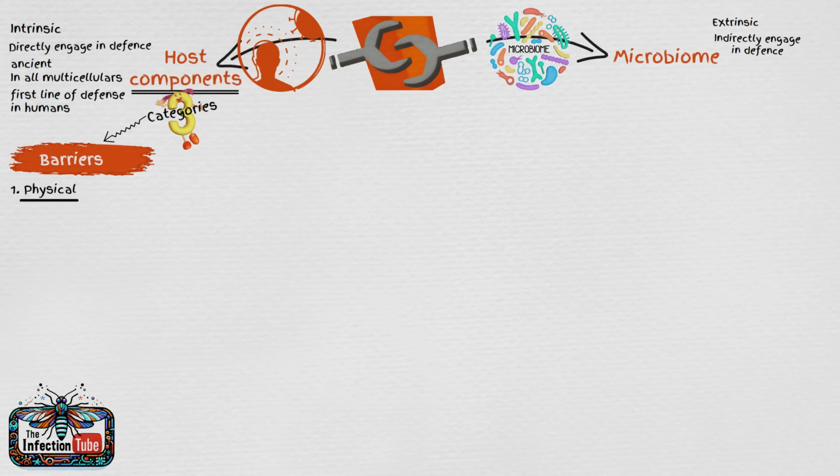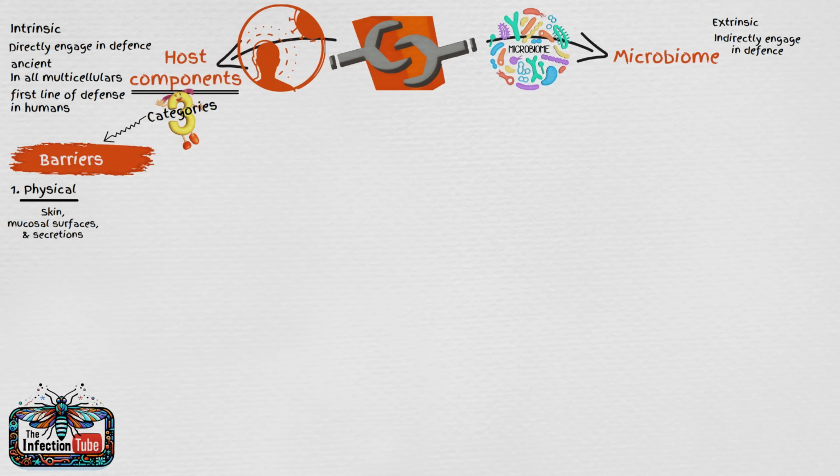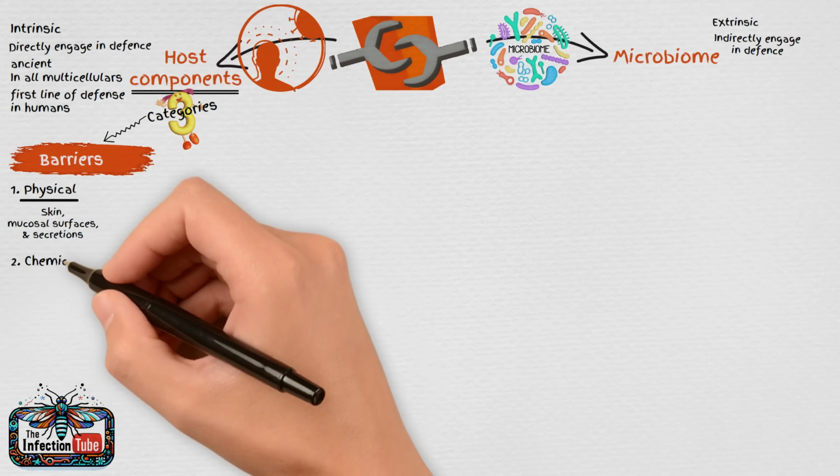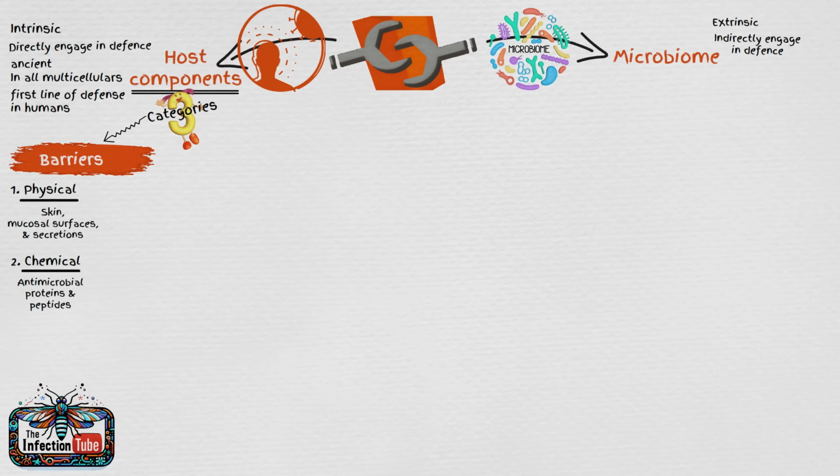1. Physical barriers: skin, mucosal surfaces, and secretions like mucus, saliva, and tears that physically block or wash away pathogens. 2. Chemical barriers: antimicrobial proteins and peptides, such as lysozyme in saliva and tears, which break down bacterial cell walls. Cellular defense.